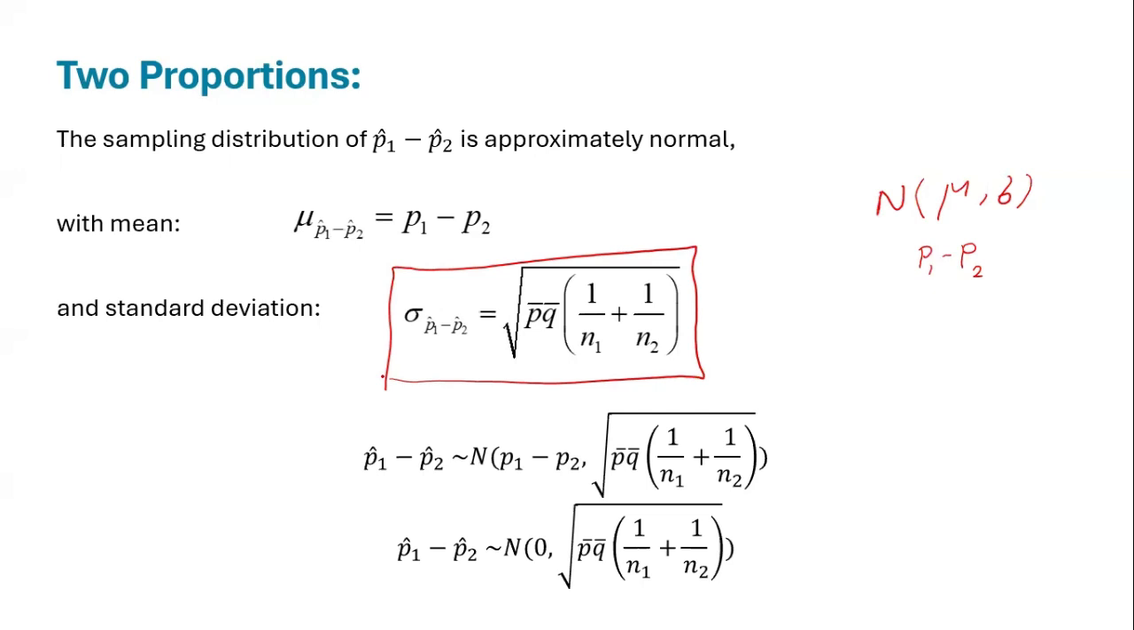So we can say that we have a random variable. This one is our variable. The mean is p bar minus p2, and the standard deviation is the square root of p bar q bar times 1 over n1 plus 1 over n2. And if it's a standard normal distribution, since we always assume p bar is equal to p2, p bar minus p2 is always 0. Like mu1 minus mu2, which is always equal to 0. p bar minus p2 is also equal to 0.